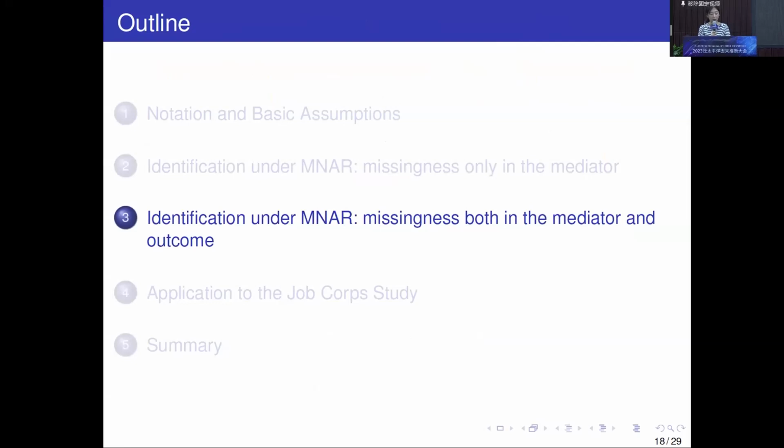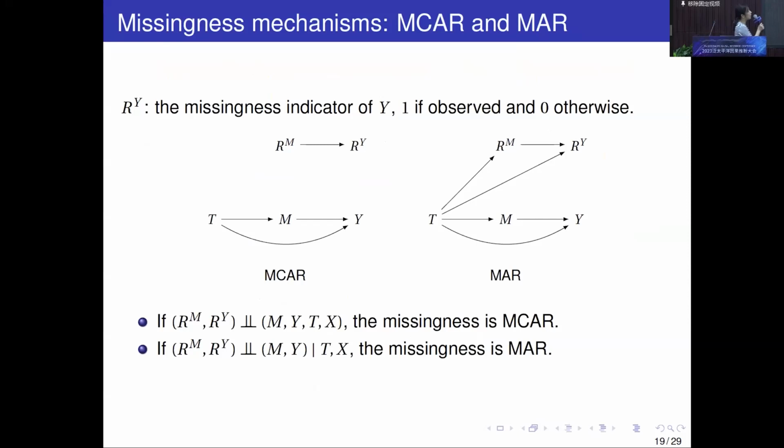Okay, now let's move to the more complicated scenarios where you have missingness both in the mediator and the outcome. We have another variable that has missing data. Let's use RY to denote the missingness indicator of Y, 1 if Y is observed and 0 otherwise. And here are the graphs.